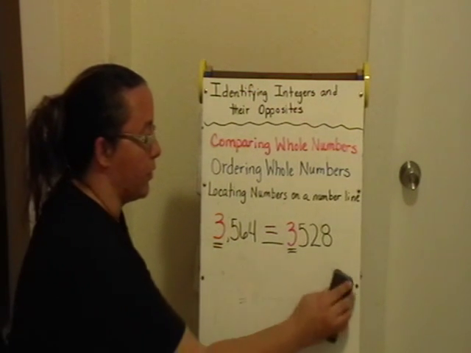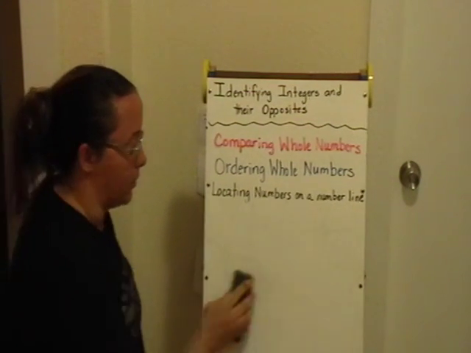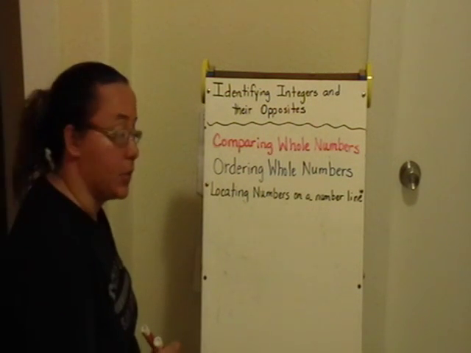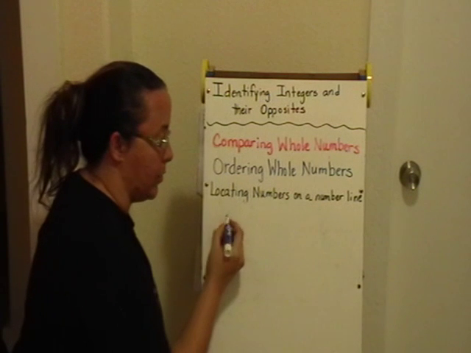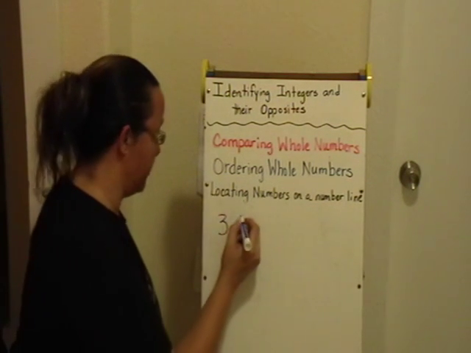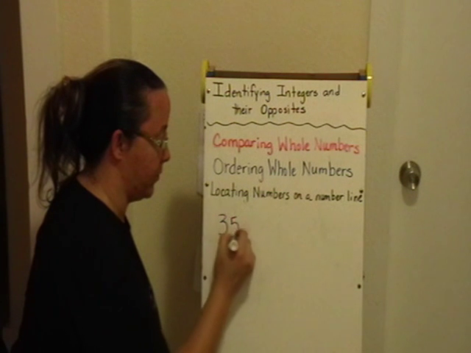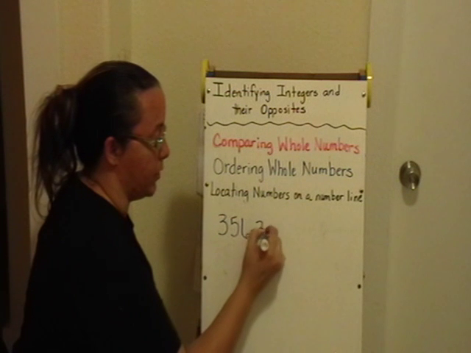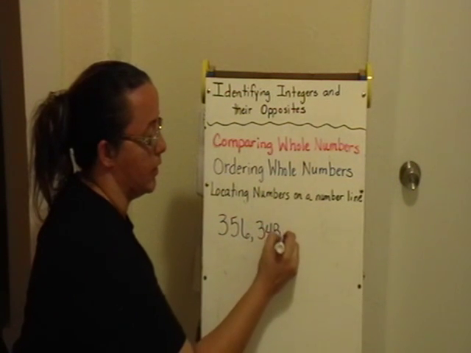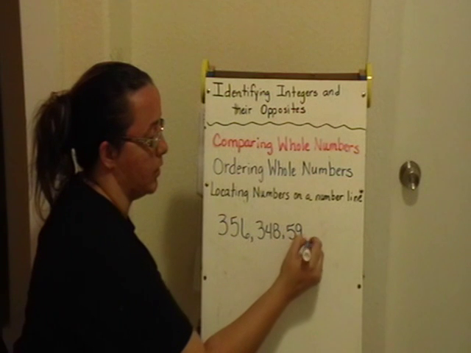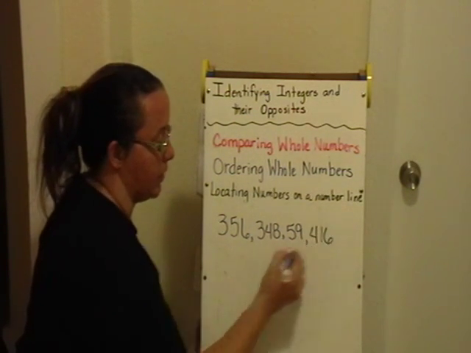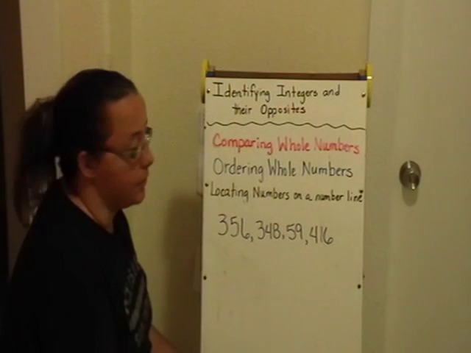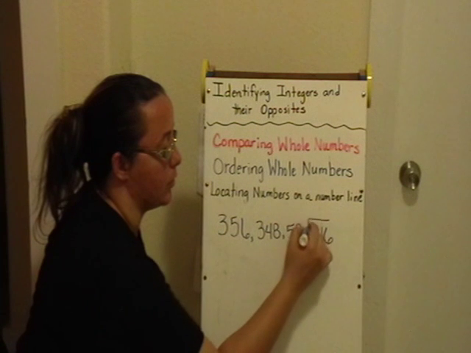So let's look at ordering whole numbers. Now when I say ordering whole numbers, that's when we're talking about ordering numbers greatest to least or least to greatest. So in this case, we're going to be working with the numbers 356, 348, 59, and 416. Out of this series of numbers, we're going to identify the greatest number. And in this case, that would be 416.